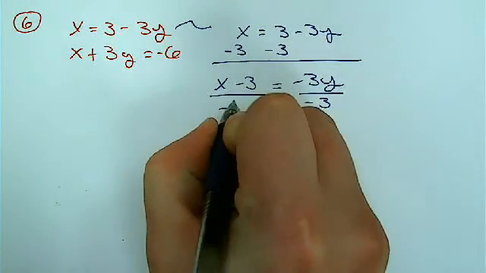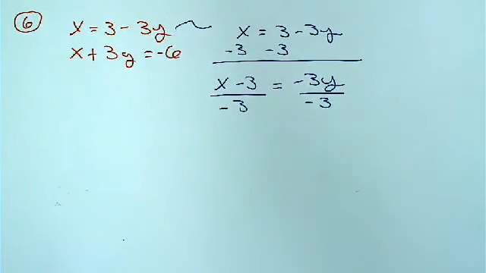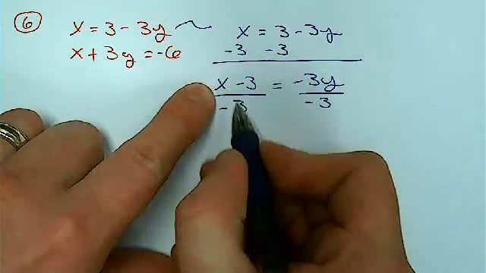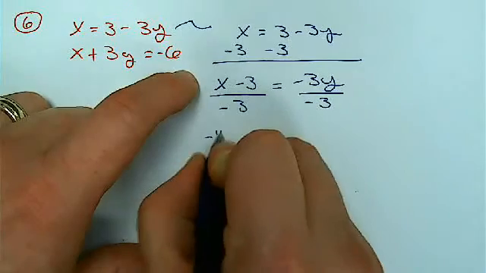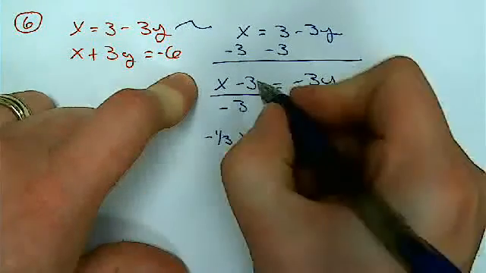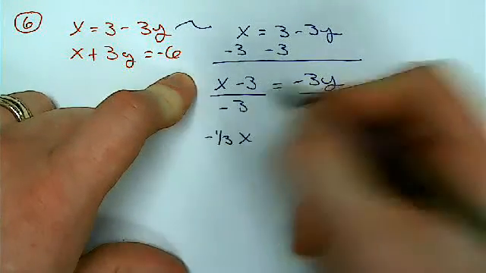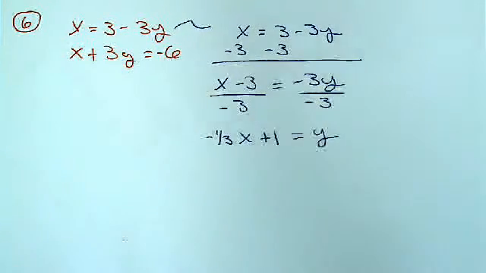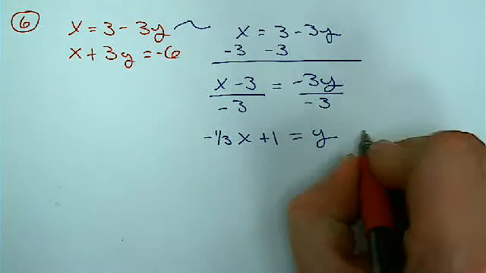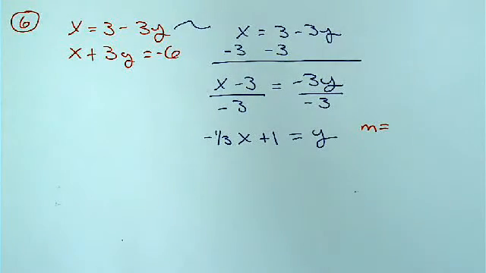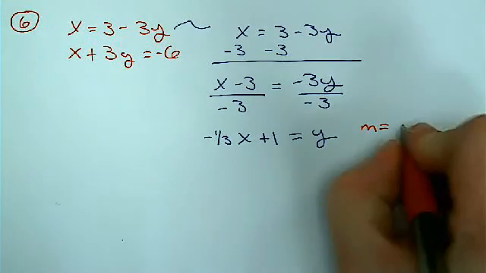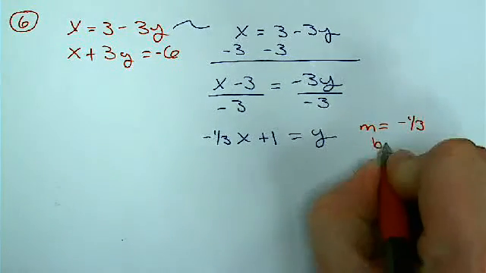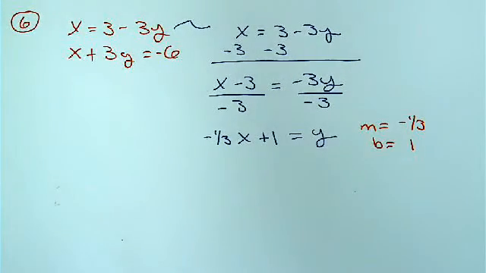Remember, when you're isolating a variable, so you're dividing, you divide everything on that side. So this is 1 divided by 3. So that's a negative third. Negative 3 divided by negative 3, that's a positive 1. And that's a y. Now, for quick practice and review here, what's the slope of this equation? Negative 1/3. And the intercept? 1. Okay.